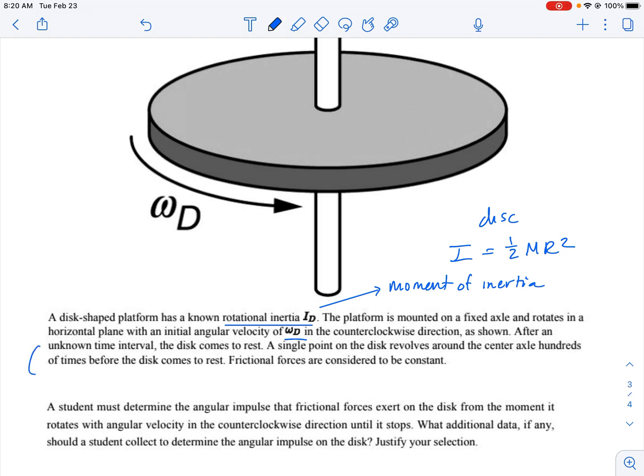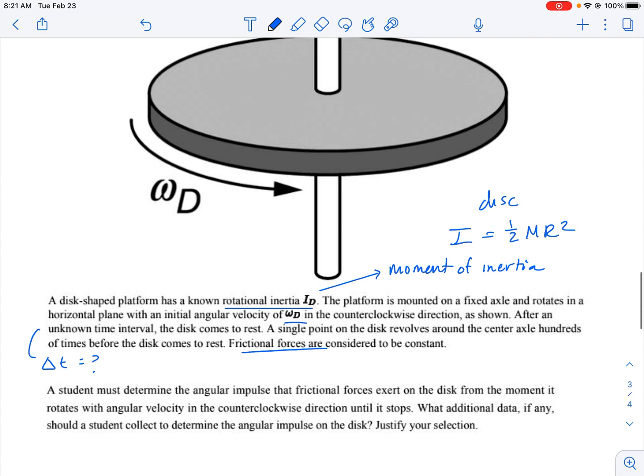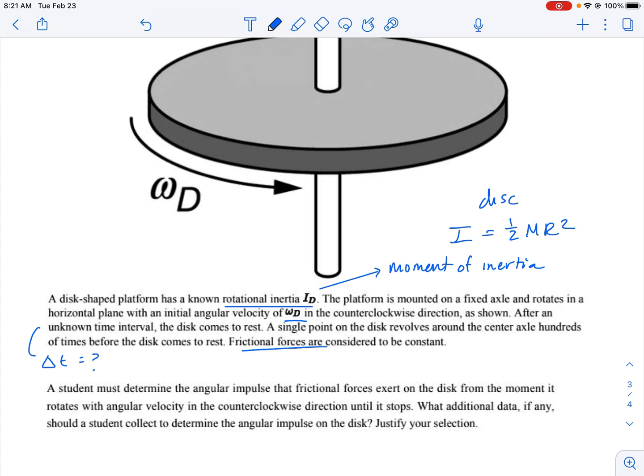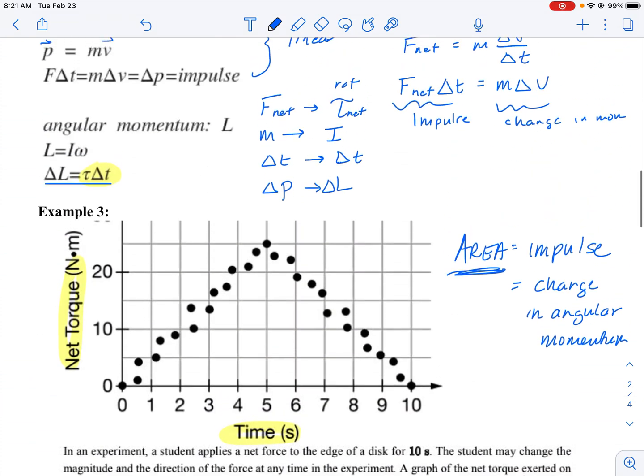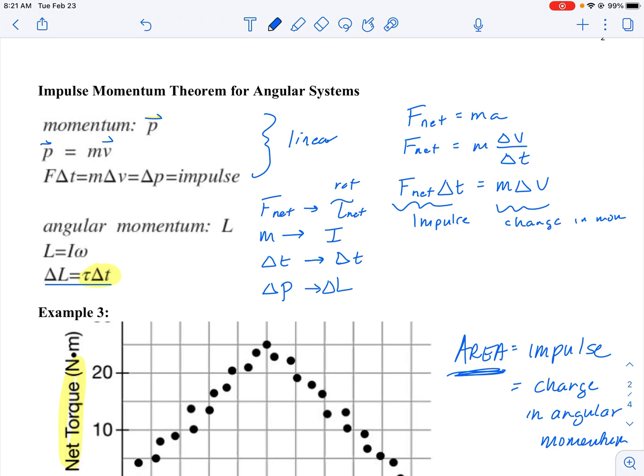After an unknown time interval, so delta t is unknown, that's good to know, the disk comes to rest. A single point on the disk revolves around the center axle hundreds of times before the disk comes to rest. Frictional forces are considered to be constant. A student must determine the angular impulse that frictional forces exert on the disk from the moment it rotates with angular velocity in the counterclockwise direction until it stops. What additional data, if any, should the student collect to determine the angular impulse on the disk? Justify your selection.